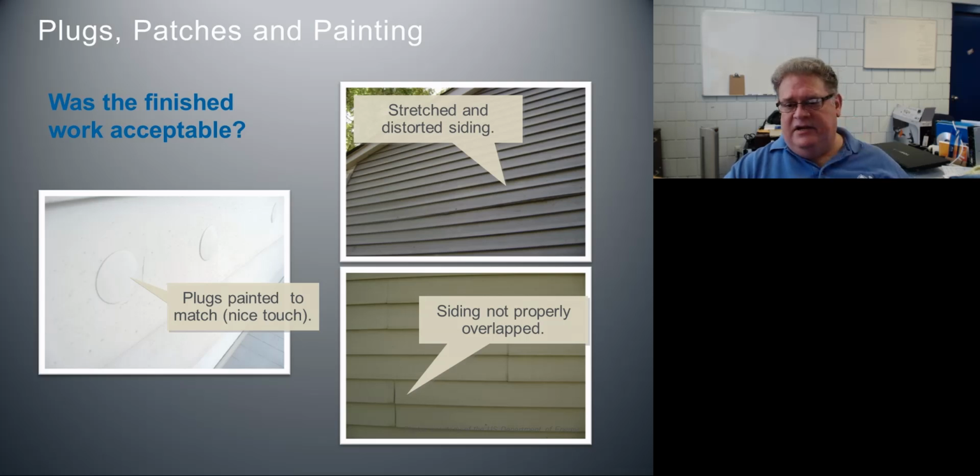And down here at the bottom, the siding was not properly overlapped. It's very important, especially with vinyl and aluminum siding, that you have an overlap there, or you're going to have a large amount of water come in through that cladding.